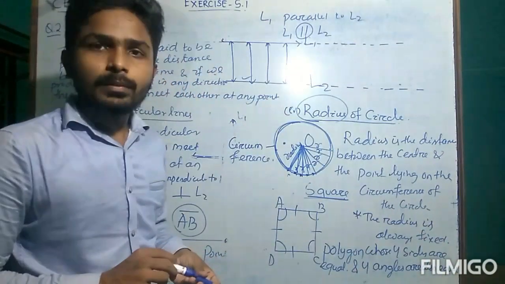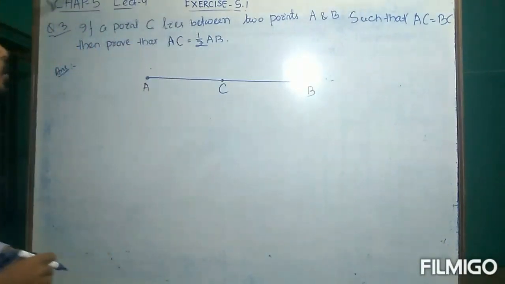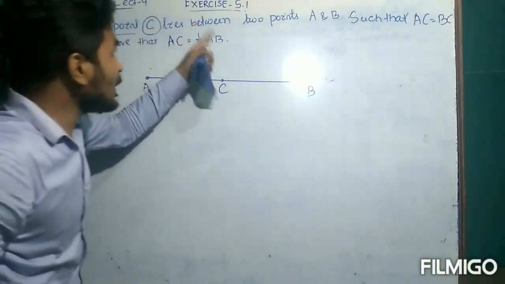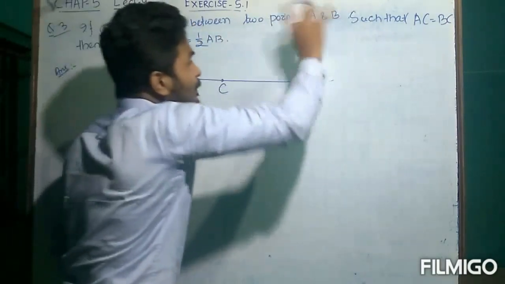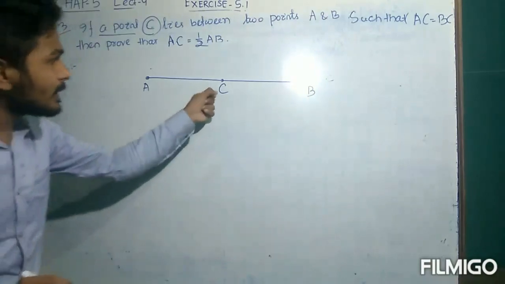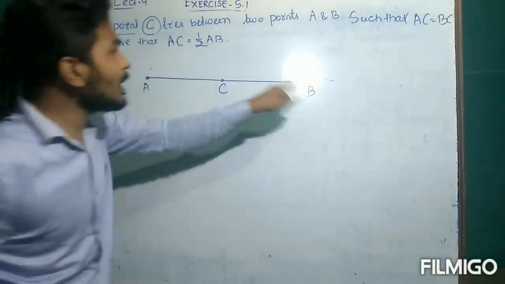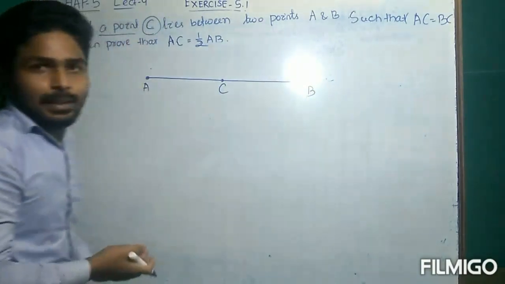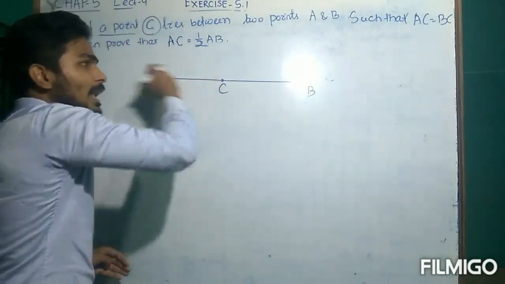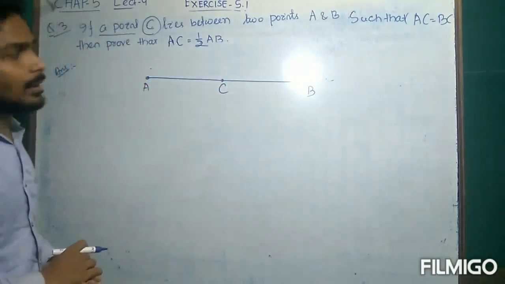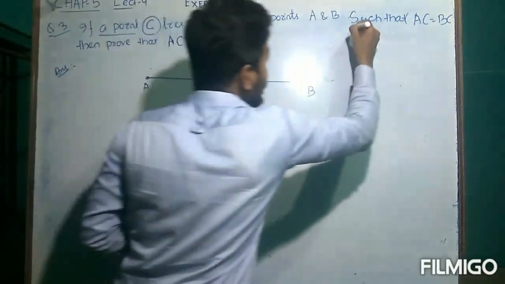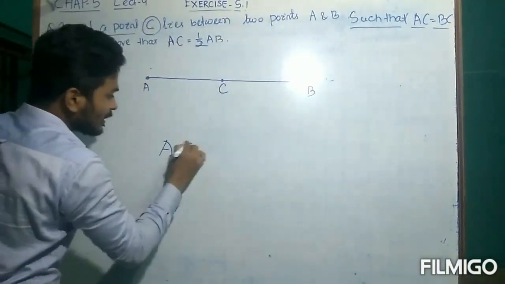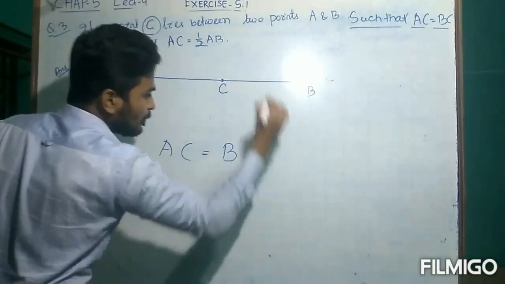Okay, now understood. Now let us solve question number 3. In question number 3, it is given that a point C lies between two points A and B. So it means there is a point C which lies in between A and B, and AB is a straight line. So C is a point which lies on this straight line. And it is given that AC is equal to BC. So the condition is AC is equal to BC.